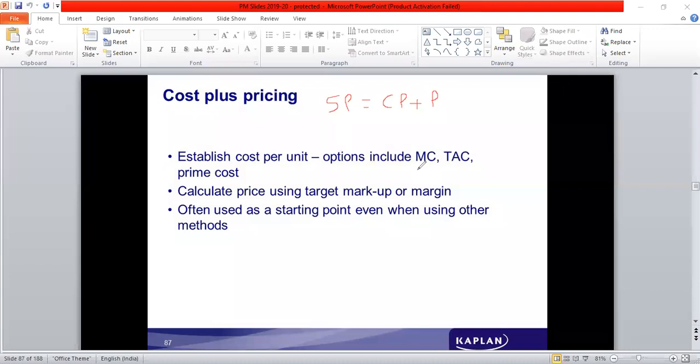That is, there is MC, TAC or prime cost. These three things are also considered. What is MC? MC is the marginal cost. Marginal cost is the variable cost. So by now we understand what is variable cost. So variable cost is the marginal. Both of them are same in case of accounting. Of course, in economics there is a slight difference, but in case of accounting, marginal cost and the variable cost are interchangeably used. So what does this concept say?